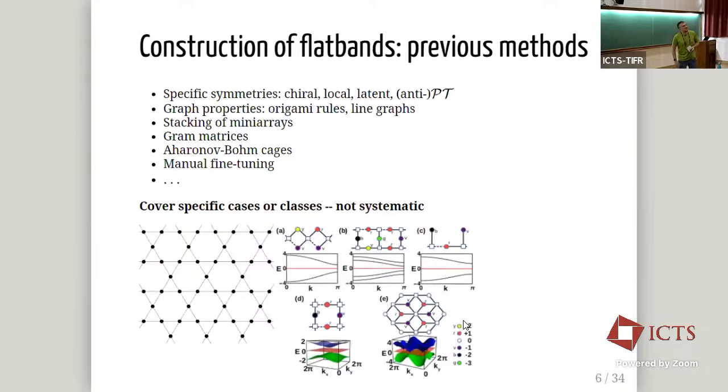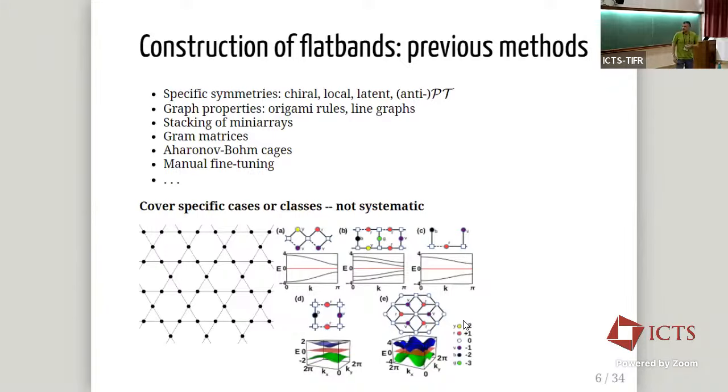So the question is then, how do you construct them? The examples I've shown so far are the ones that were discovered by various people over time. And also a number of different methods, more or less systematic, were proposed for how flatbands can be constructed. One way to go is to rely on specific symmetries like chiral symmetry. So if you have a chiral symmetry, your spectrum is guaranteed to be symmetric with respect to zero energy. Now, if you have a mismatch in the number of sites on different, say, two sublattices, you're guaranteed to have a flat band. You also have local symmetries or latent symmetries or anti-PT symmetries, as I will touch upon, that also guarantee the existence of flat bands.